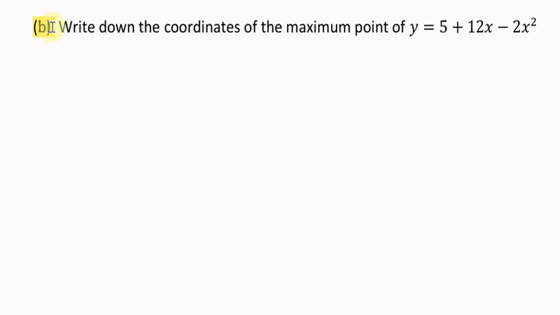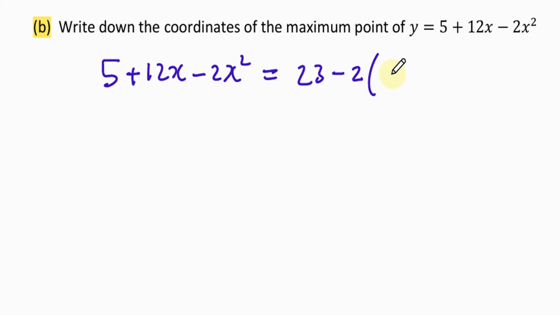Let's now look at part B of question 4. It says write down the coordinates of the maximum point of this equation. The maximum point is the same as the vertex or the turning point. So we need to write down the coordinates of the vertex. Now in part A, we saw that we could write this quadratic expression in completed square form as 23 minus twice x minus 3 squared.